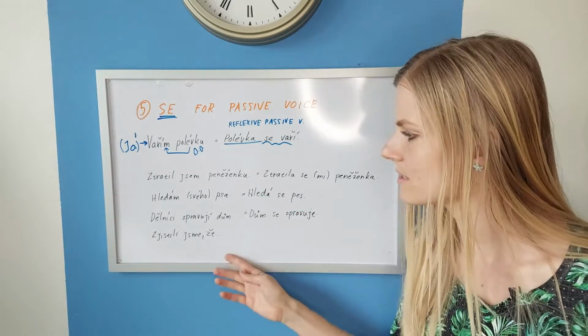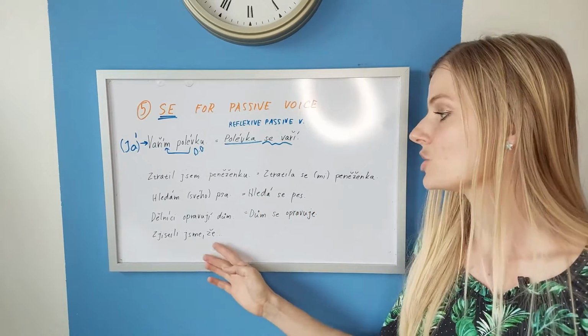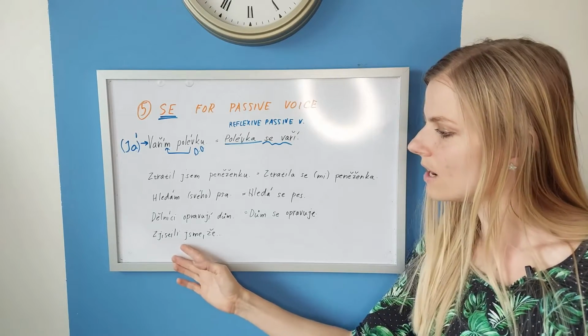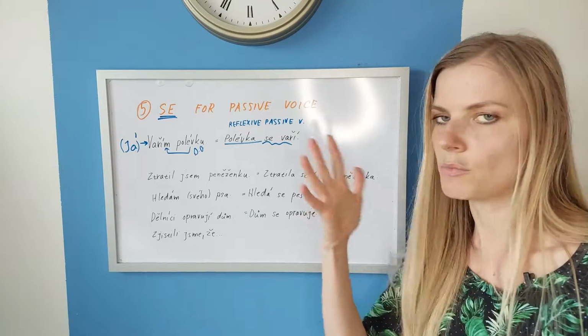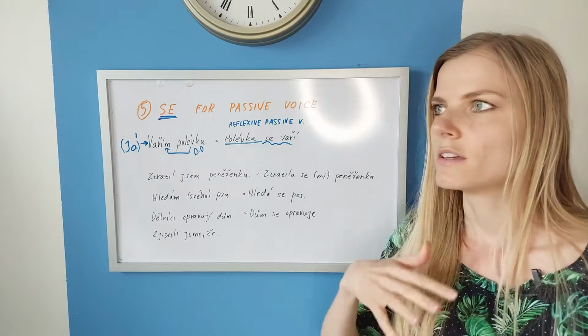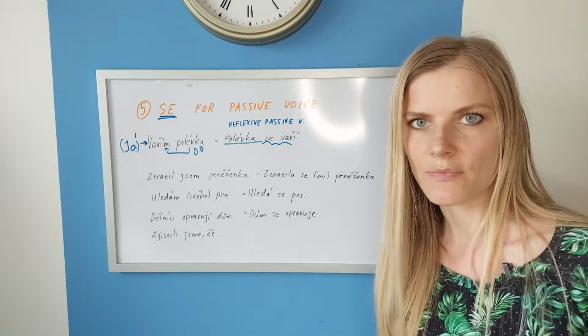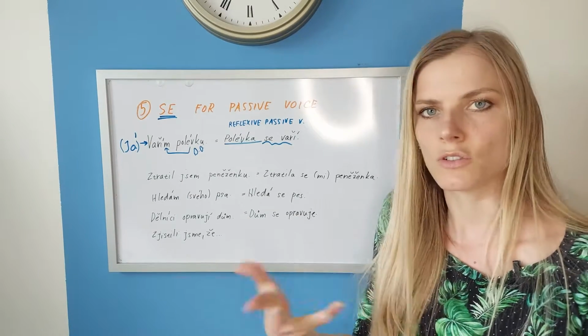Okay, and the last example. Zjistili jsme, že. We found out that something. Zjistili jsme, že to nebylo dobré řešení. We found out it was not a good solution.